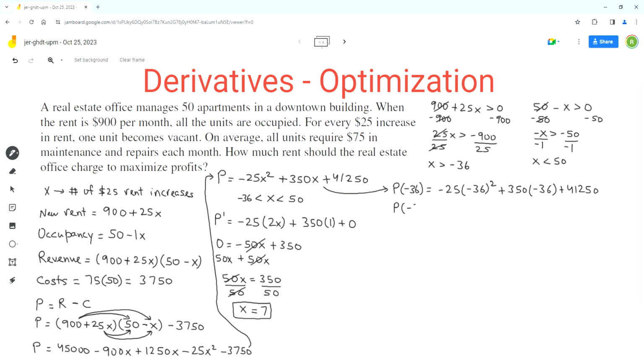So p at negative 36. So we can sub in this expression in our calculator. Negative 25 times negative 36 squared, and then plus 350 times negative 36 plus 41,250. So I got negative 3,750. So that will be the profit. Now we can calculate the profit at x equals 7. So we'll sub in x as 7 in the profit function.